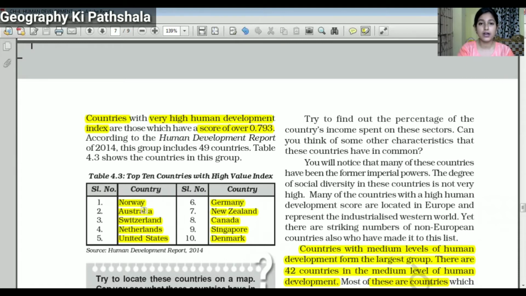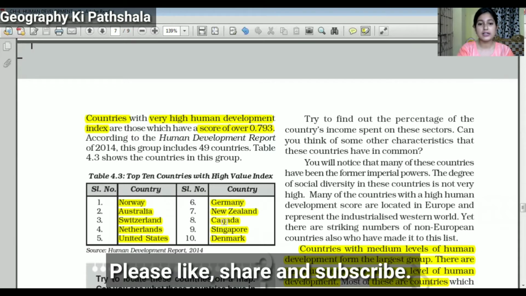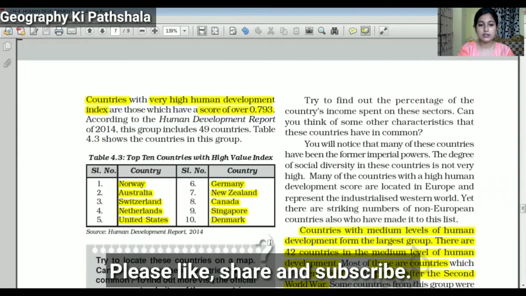Okay, and here one table is given to you where you can see the high values of HDI. The examples are Norway, Australia, Switzerland, Netherlands, United States, and on the other hand there are Germany, New Zealand, Canada, Singapore, Denmark. So please go through these examples also.